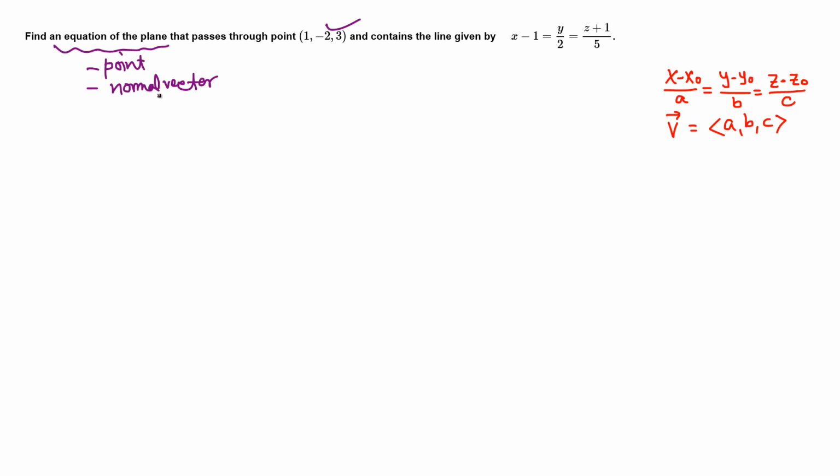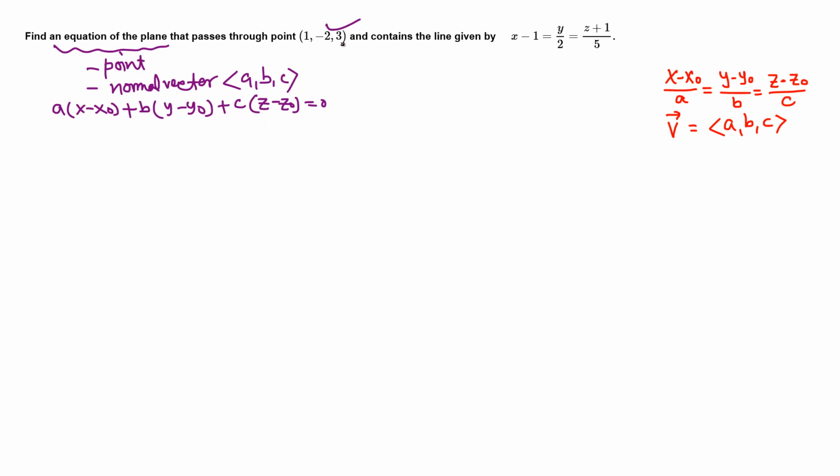So the point is given. Now we need to look for a normal vector. Once we have these two things, then any equation of the plane is just a(x minus x naught) plus b(y minus y naught) plus c(z minus z naught), where the normal vector is a, b, c, equals 0. This would be an equation of the plane, and we are done.